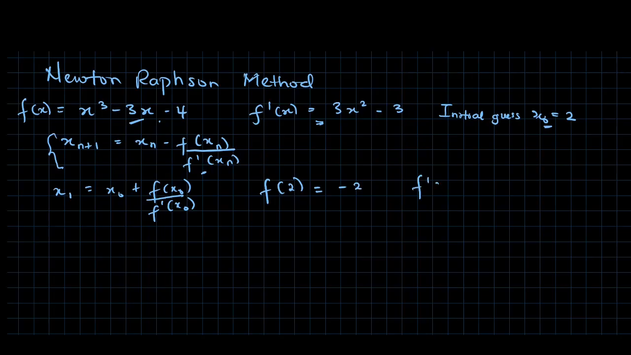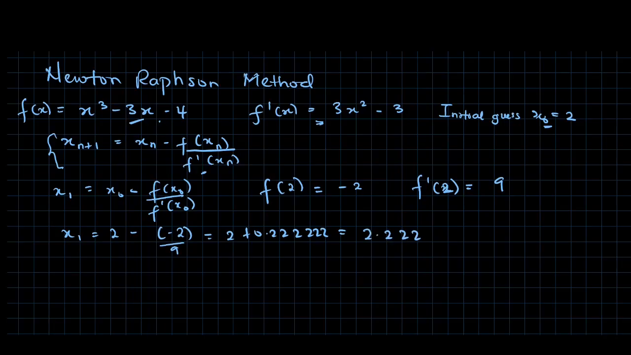And then f prime of x naught, which is 2, is going to equal 3 times 2 squared minus 3, that's equal to 9. So we're just going to substitute into the equation. x1 is equal to 2 minus, sorry, not plus, minus 2 over 9, which is going to give us 2 plus 0.222222. Usually they'll tell you the number of decimal places that they want, so try not to be eliminating decimal places anyhow. If not, your final approximation may not be too accurate. And this is what you're going to get for x1.